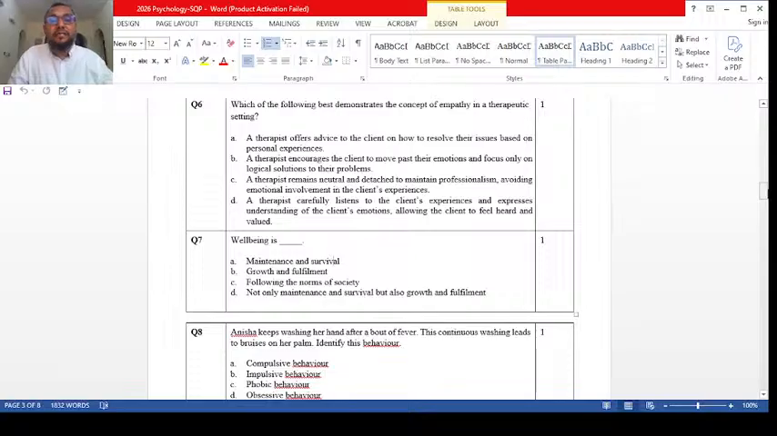Option B, a therapist encourages the client to move past their emotions and focus only on logic. No. A therapist remains neutral and detached to maintain. See, this is unconditional positive regard. Option C, it is not the right one.